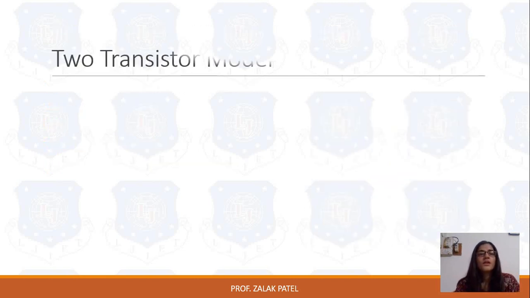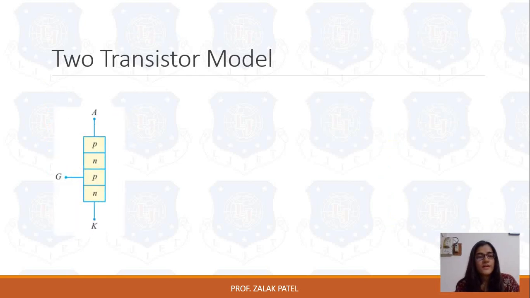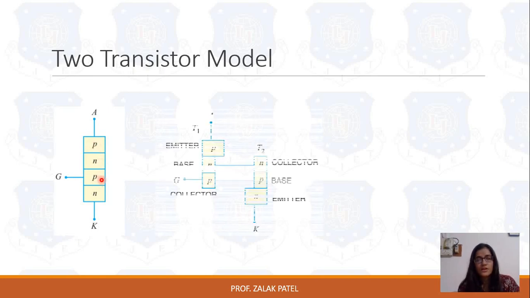Now let's consider the two transistor model. For this, the construction of SCR is shown in the figure. Here the PNPN junctions, anode, cathode and gate terminal are shown. If we put it as a transistor model, then you can see that this PNP forms one transistor and this NPN forms the second transistor. So it looks like this.